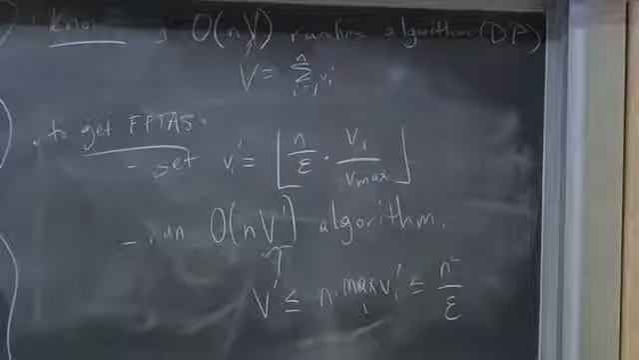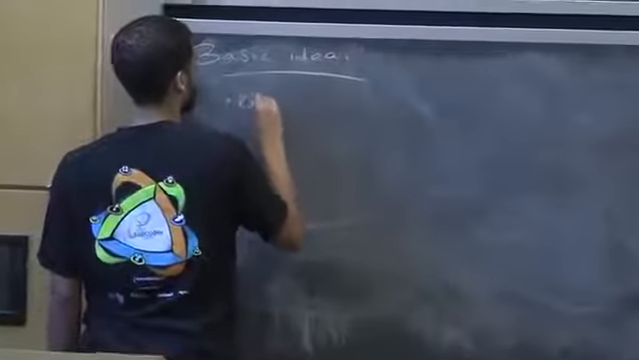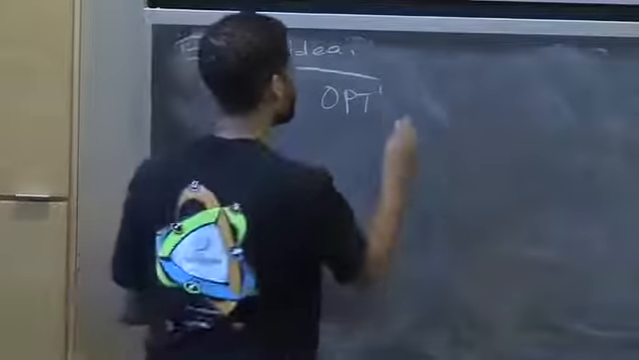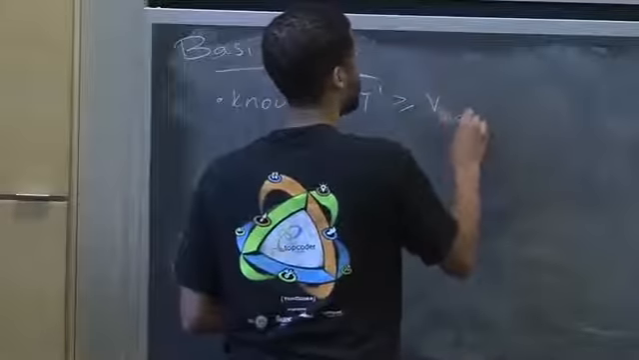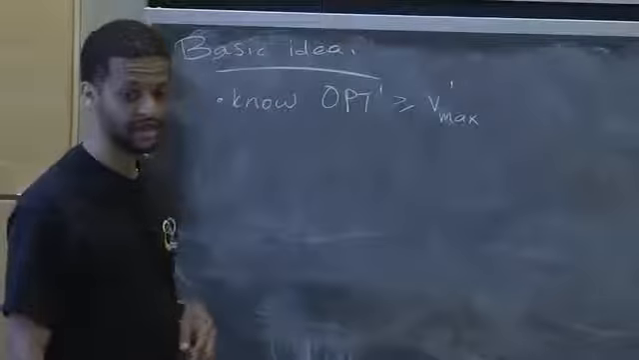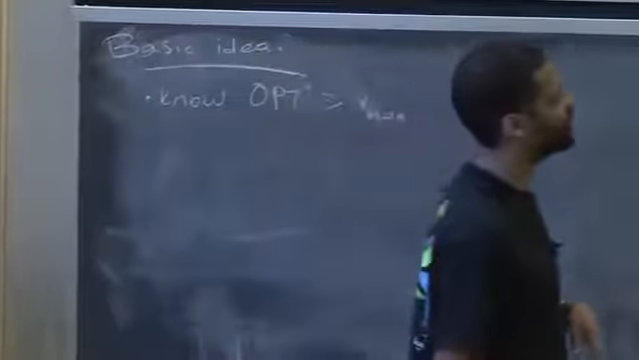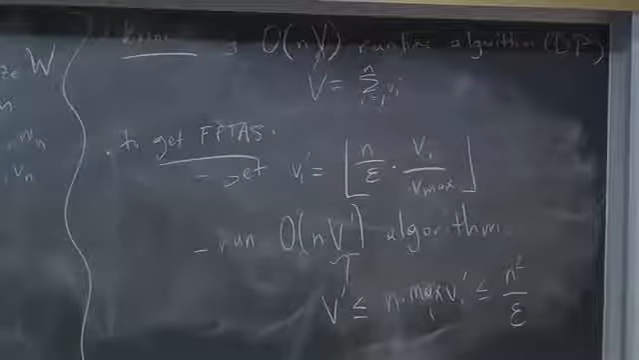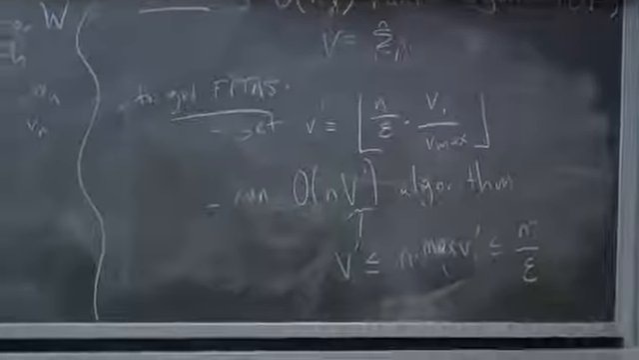And the basic idea is something fairly simple. So what's the basic idea? First of all, we know that opt prime, by opt prime I mean the value of opt in the new problem after you change these values, is at least v max prime, the maximum value of the vi primes. And one of the items actually has value v max. So that item will have at least n over epsilon value.